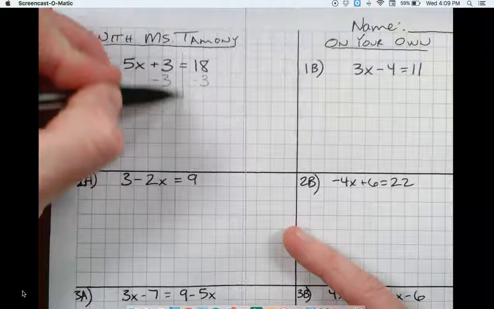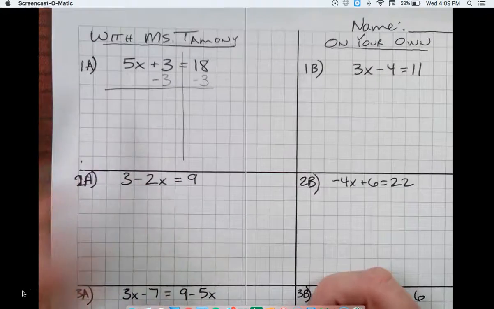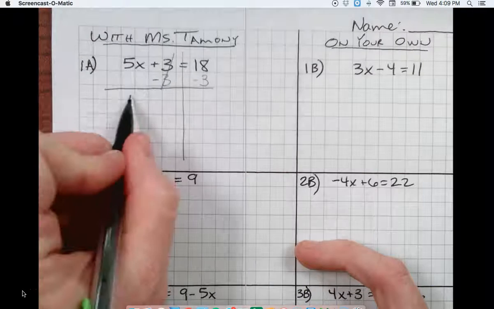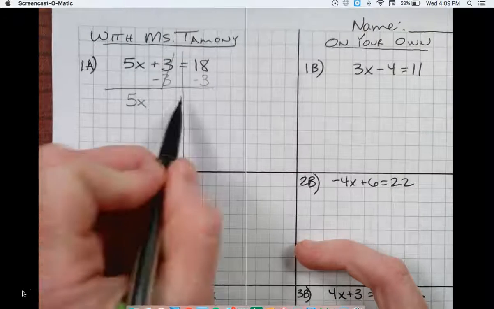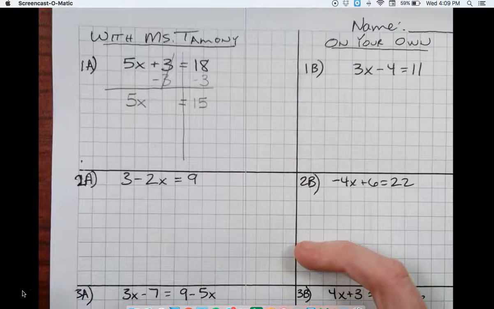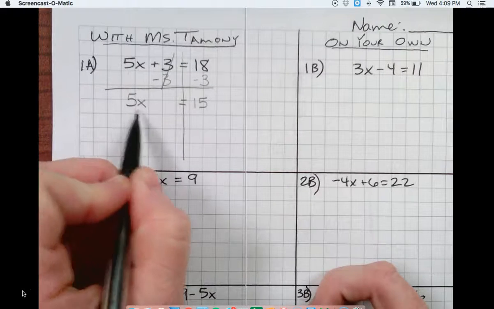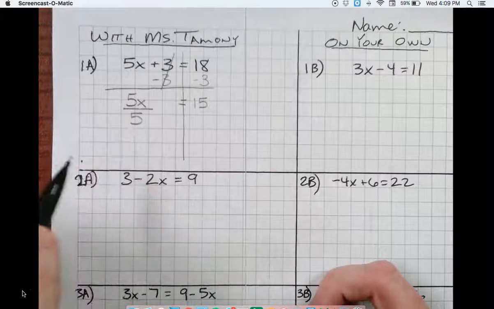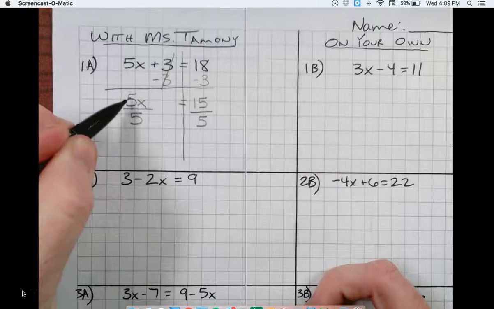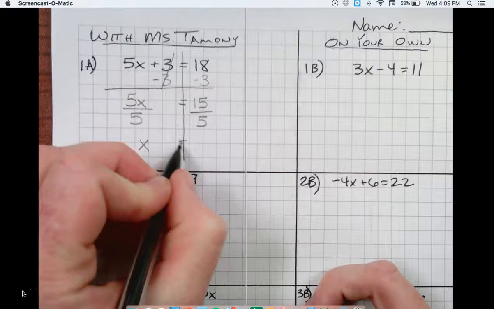I like to draw myself a line so I remember to do the same thing on both sides of the equation. When I do that, this gets eliminated, the zero pairs. So I'm left with 5x. Over on this side, I have 18 minus 3, which is 15. So I'm left with 5x equals 15. So I need to divide this up into 5 groups. And if I do that to this side, I need to do it to this side. So we have 5 divided by 5 is 1. So I'm left with just x. And 15 divided by 5 is 3.